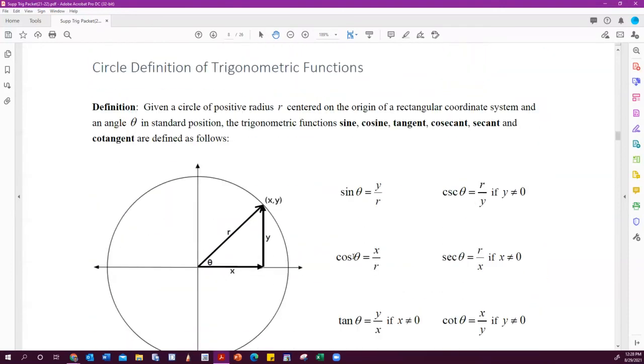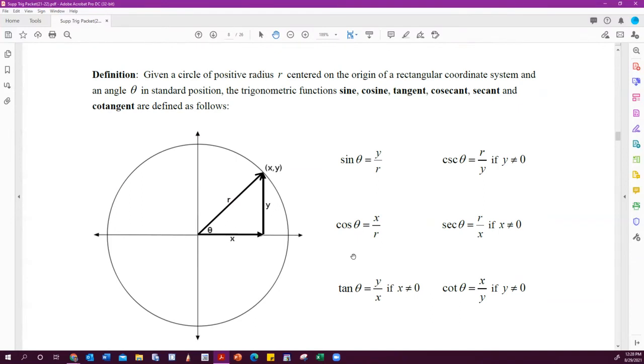Circle definition, not yet unit circle, but just circle. So if you look at what's going on in here, here's a circle that has a radius of r. The coordinates x, y can be thought of as the horizontal distance of the point and the vertical for the y. From this angle, sine of theta would be opposite over hypotenuse, which is y over r. Cosine is adjacent over hypotenuse, which would be x over r. And the tangent is the opposite over the adjacent, which is y over x.